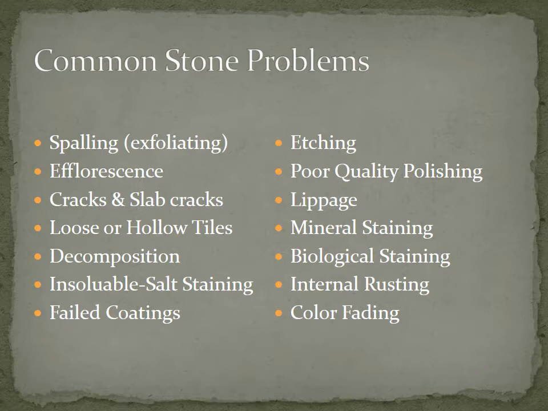Insoluble salt staining, where there are certain chlorides and nitrates that are in the mortar bed and they wick up into the stone, which will have a certain type of stone that has some transparent properties like certain types of granite or limestone, and it will cause a dark spot that looks like moisture, but it's not, it won't go away.